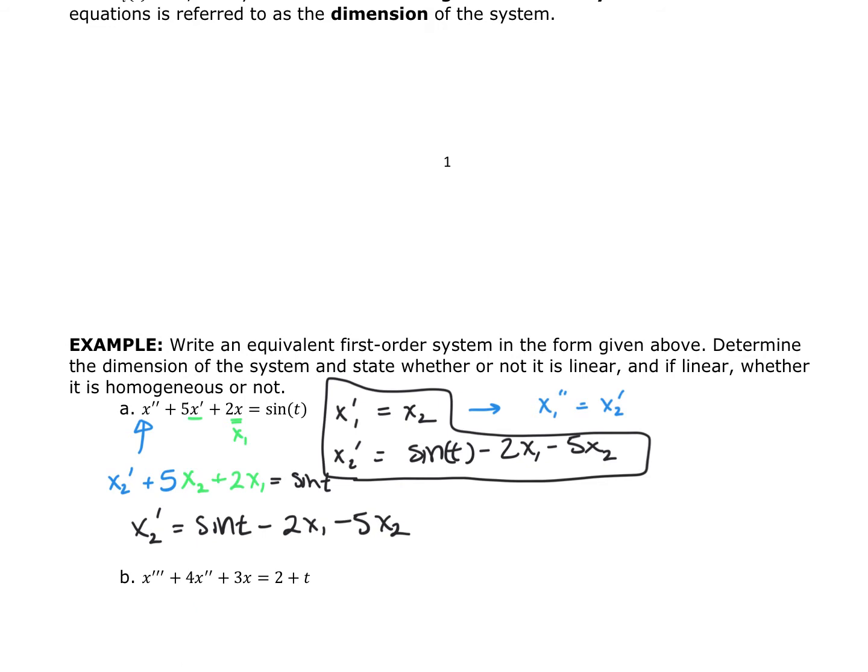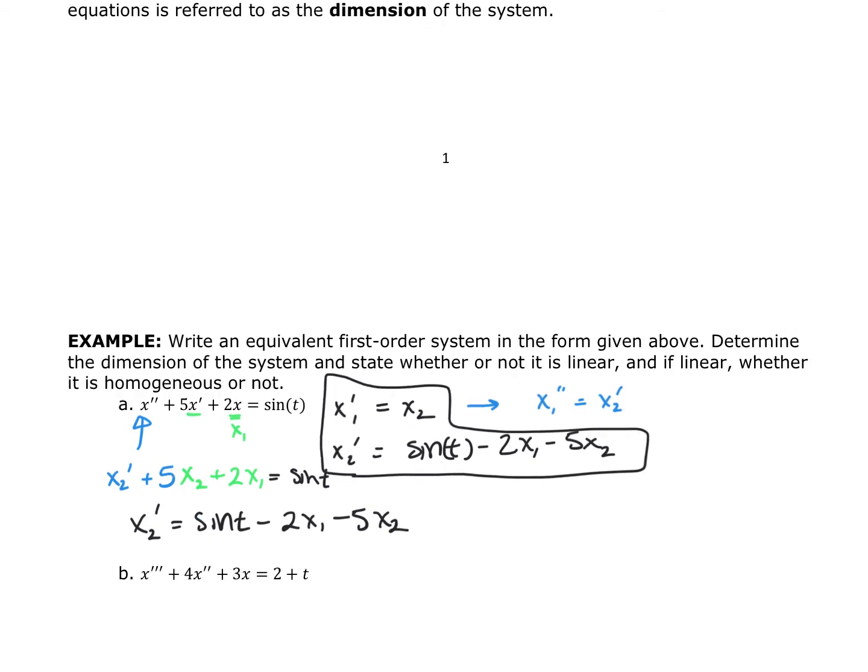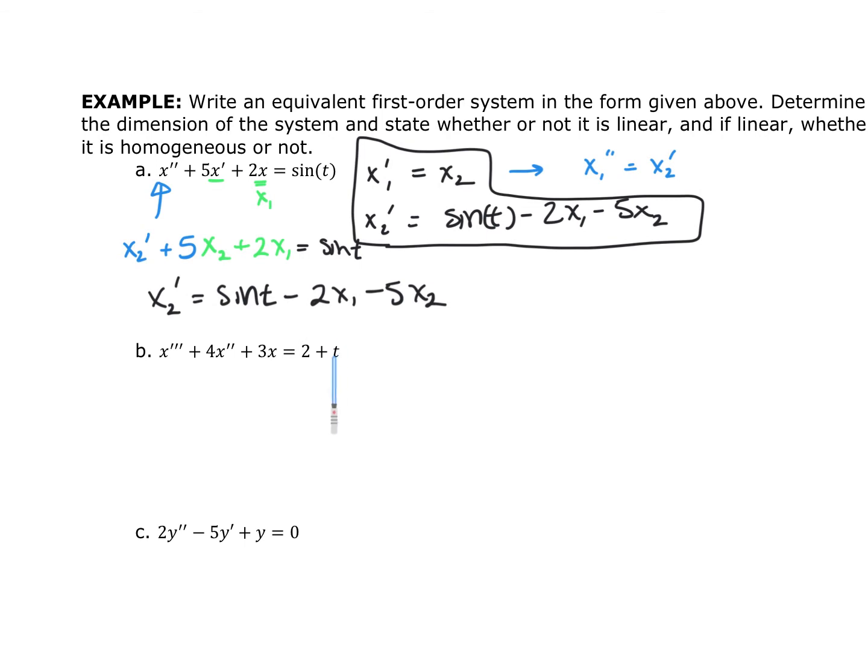Now let's take a look at my next example here. Going right out of the gate, I know it's non-homogeneous because of this t. So the first thing I'm going to do is say, okay, let's let x sub 1 be x. Let's let x sub 2 be x prime, which is then x sub 1 prime. And let's let x sub 3 equal x double prime. Well, x double prime means it's x sub 2 prime.